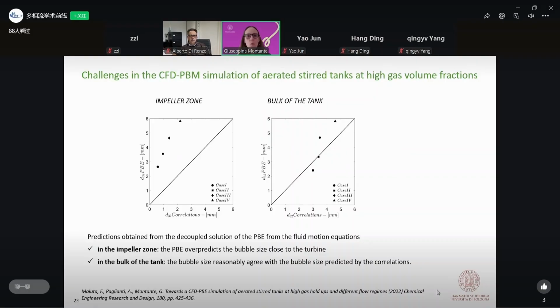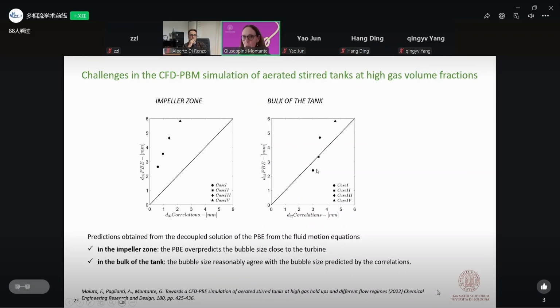So I want to show you some results in a specific case. In this case, we have the prediction obtained by a population balance simulation with the appropriate coalescence and breakup kernel, of course. We have a very bad prediction of the bubble size in the impeller zone.